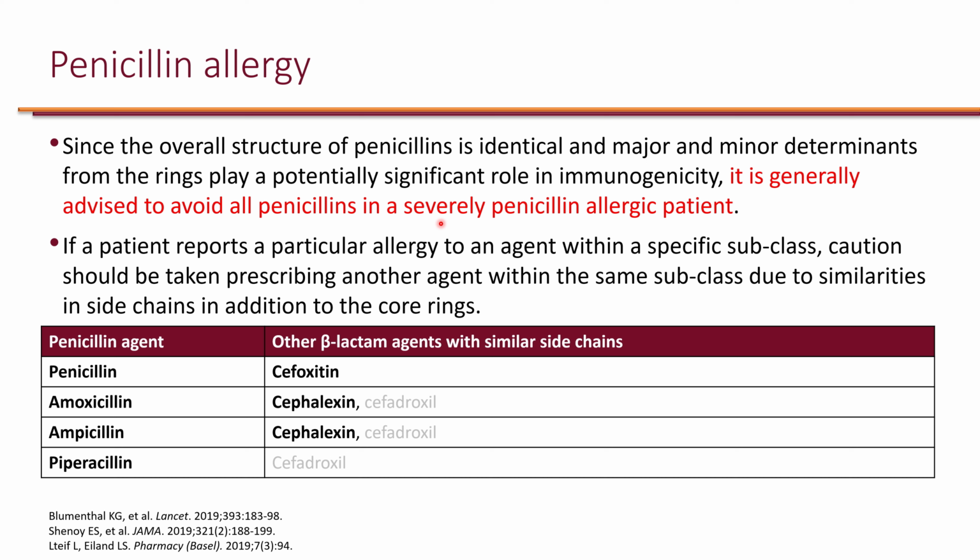Now, when it comes to cross-reactivity, we can think of similar side chains. So penicillin, for example, itself has a side chain that's similar to cefoxitin. So let's say if someone had a non-severe reaction to penicillin, like a rash, they're more likely to also have a similar reaction to cefoxitin. For amoxicillin and ampicillin, their side chain is similar to cephalexin. So if someone had a non-severe reaction to one of these, they're more likely to have a similar reaction to cephalexin.